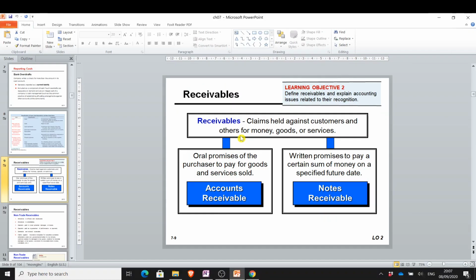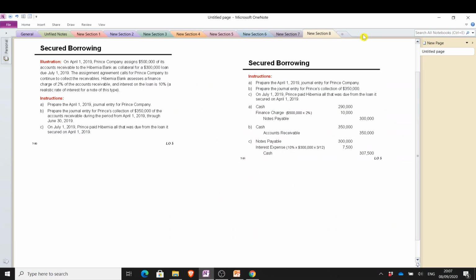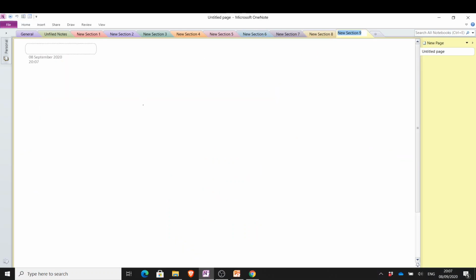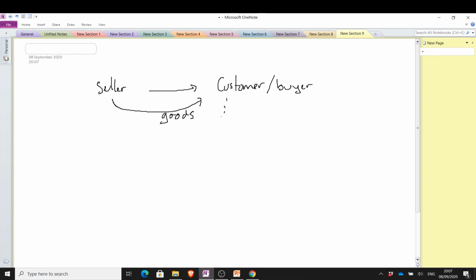So let me give you here the perspective of this transaction. Here the seller is the company, and then the customer or the buyer. The company sends goods to customers, and I make it a dash here. The customer will send some money.